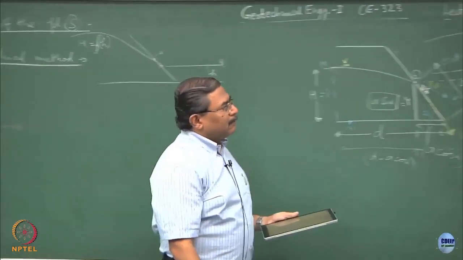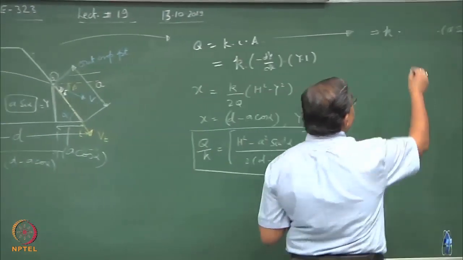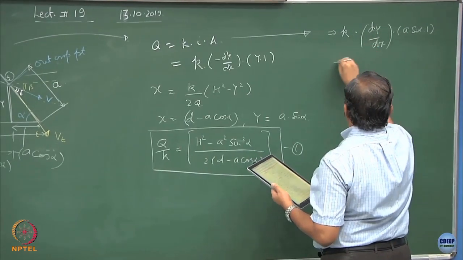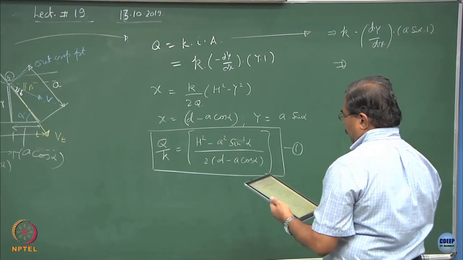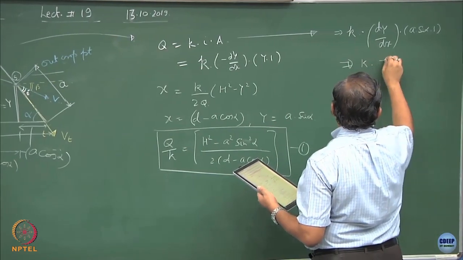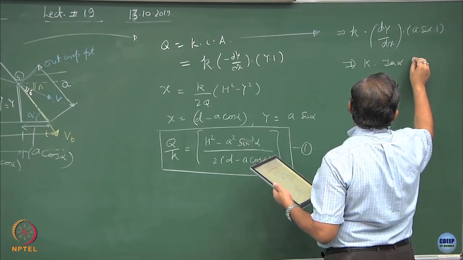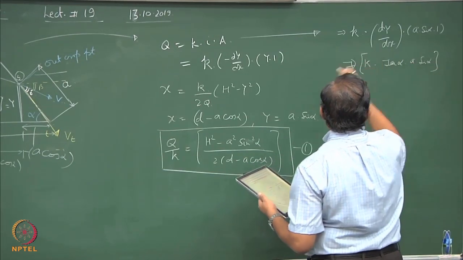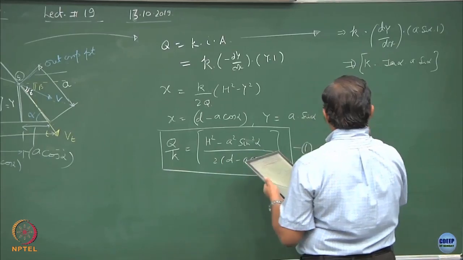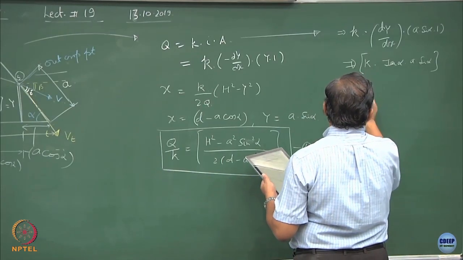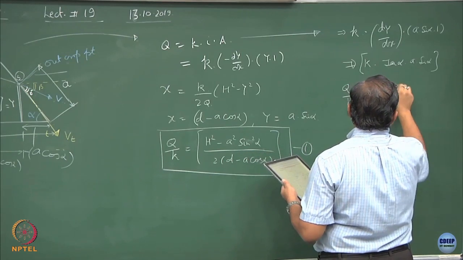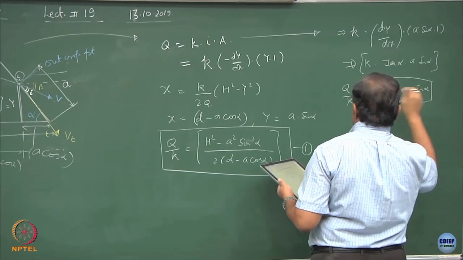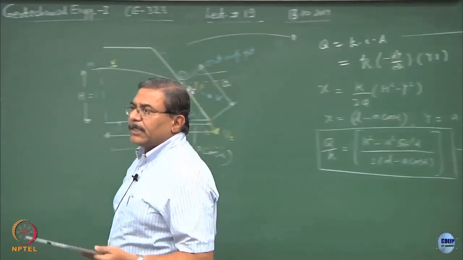If I assume this as dy by dx, is this okay? So I can write this as tan alpha into A sin alpha. In other words, Q by K will be equal to A tan alpha into sin alpha. So I am defining the discharge in two ways.